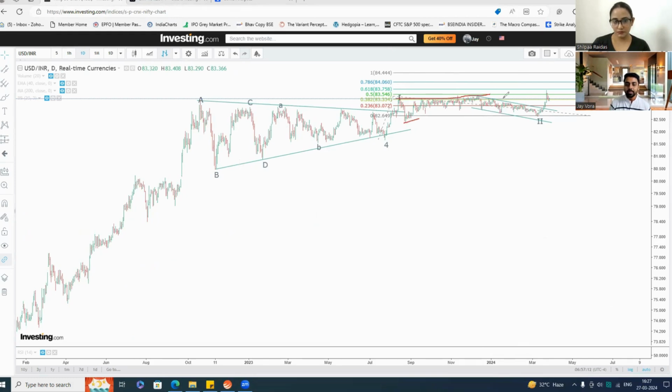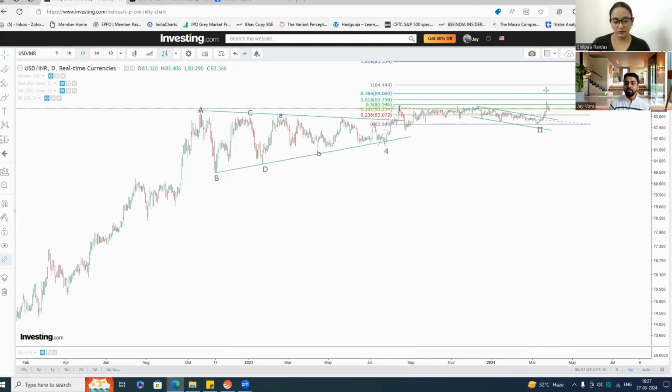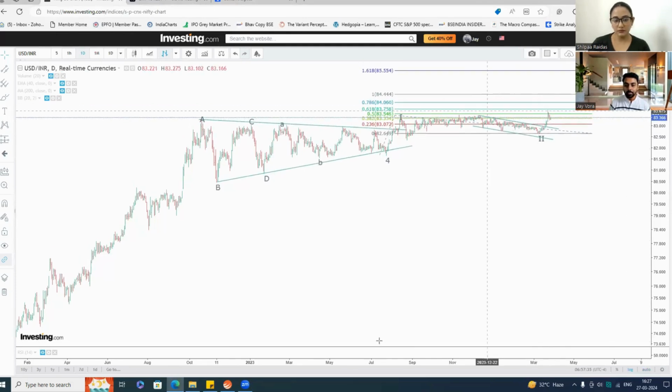So say we take this entire thing as wave one, wave two, and wave three starting, or we think of it as 1, 2, 3, 4, 5, with this as wave one and this entire thing as wave two. Ultimately, I think wave three is starting. And if wave three is starting, the equality level comes to around 84.50, 84.44 in the near term. And if we go by the ratio, where wave three is 161.8% of wave one, then 85.50 could be the upside level to watch out for.